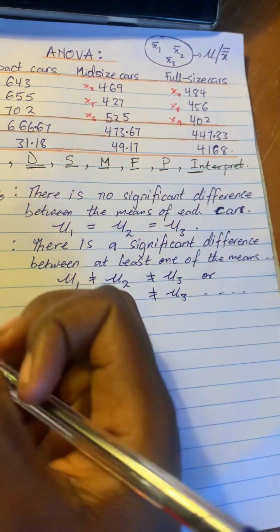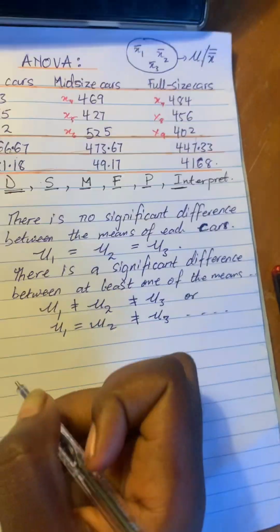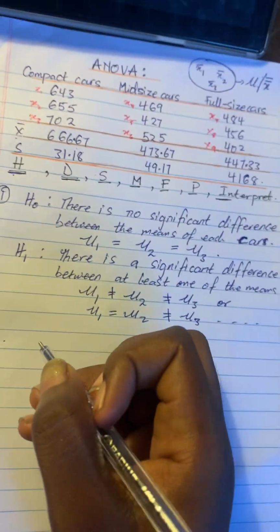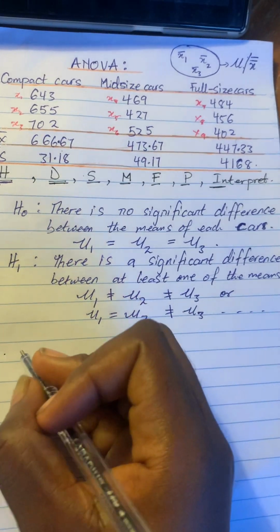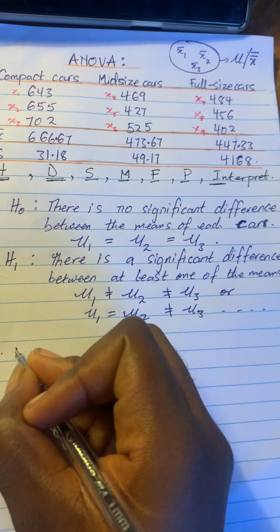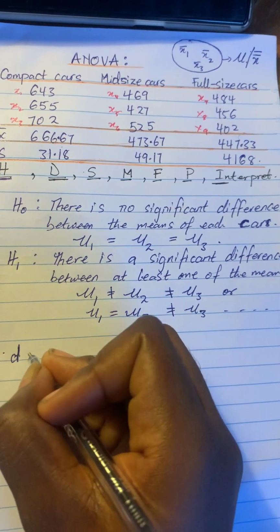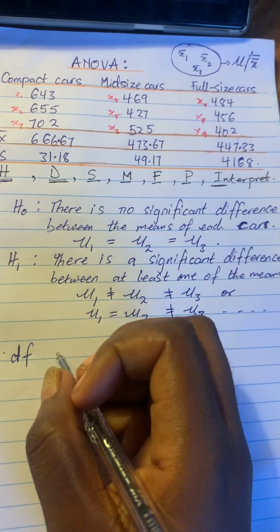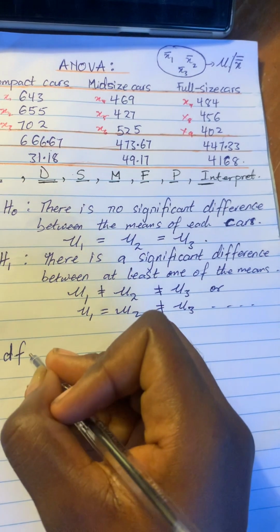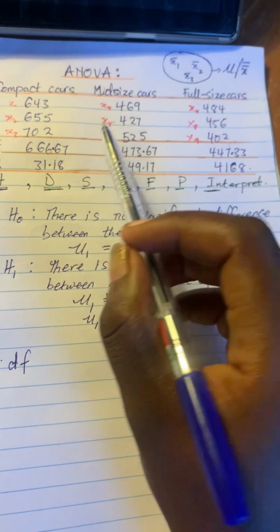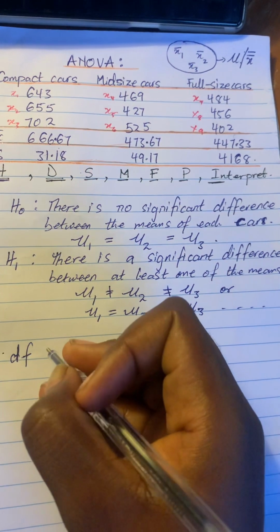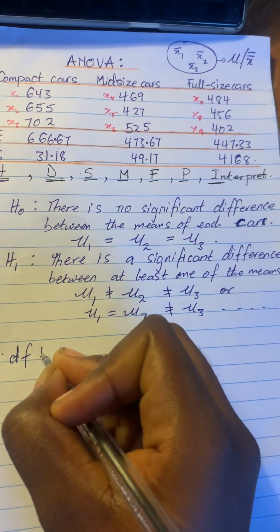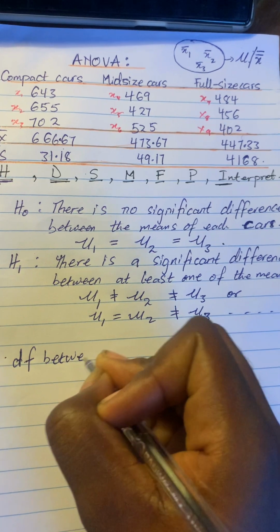Now step 2, let's move on to our degrees of freedom. Here we are going to look at how the between groups deviates, how the within groups deviate, and how the whole group, that's the total, deviates from the main population. How each sample deviates from the main population. So now, degrees of freedom between the groups.